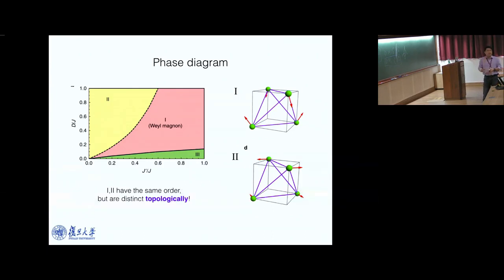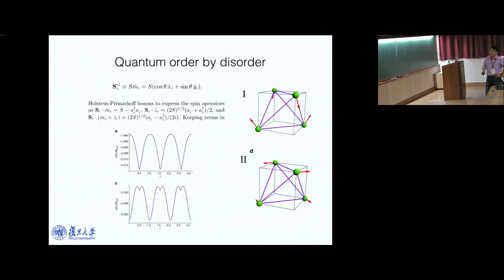The symmetry breaking pattern is the same. So if you go from 1 to 2, there is no free energy singularity, so they belong to the same phase. It's not a phase transition, it's a crossover. It's a crossover of the topological property of the excitation spectrum. So how do we see it?